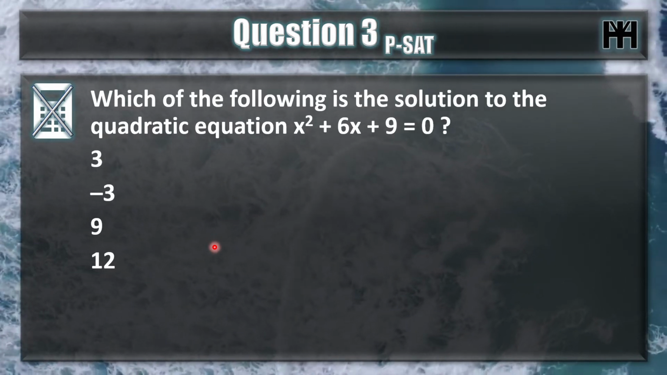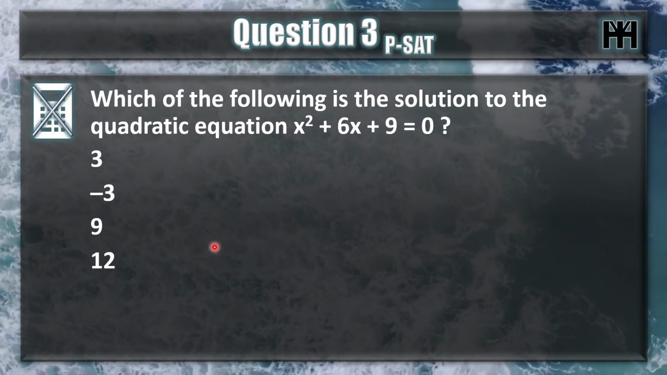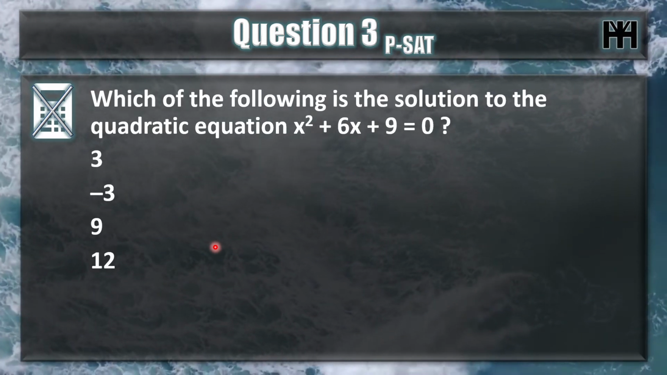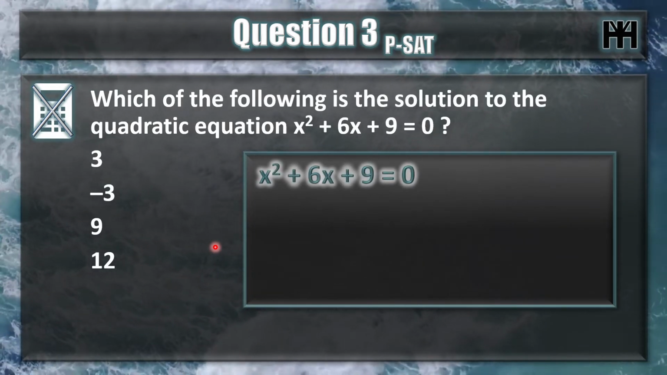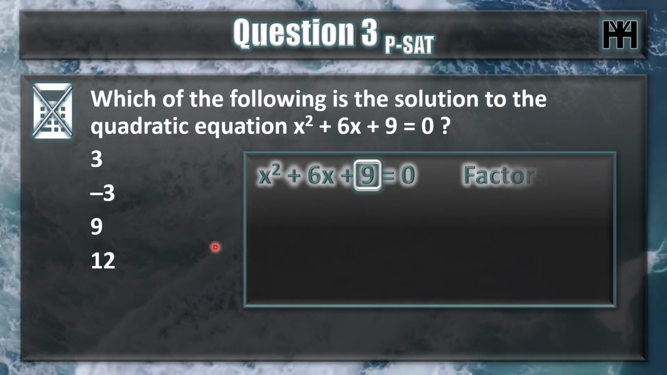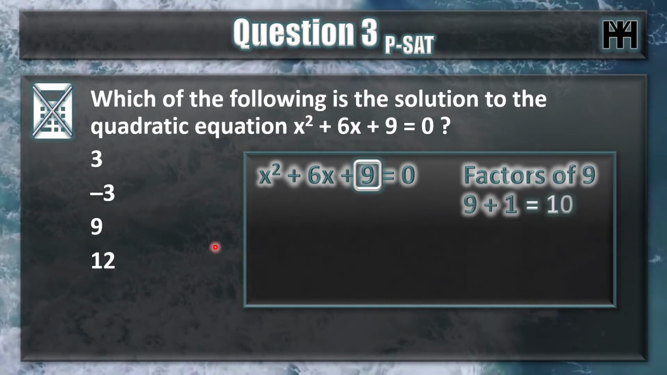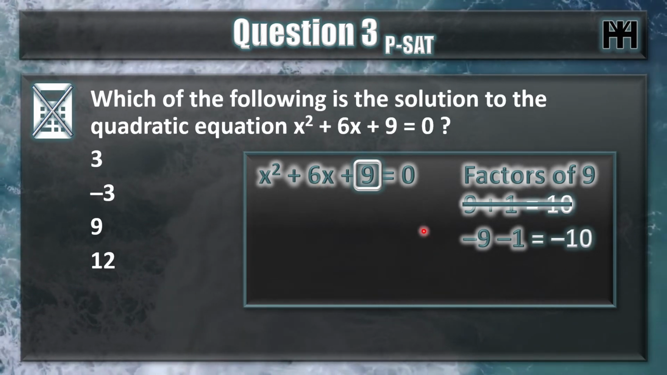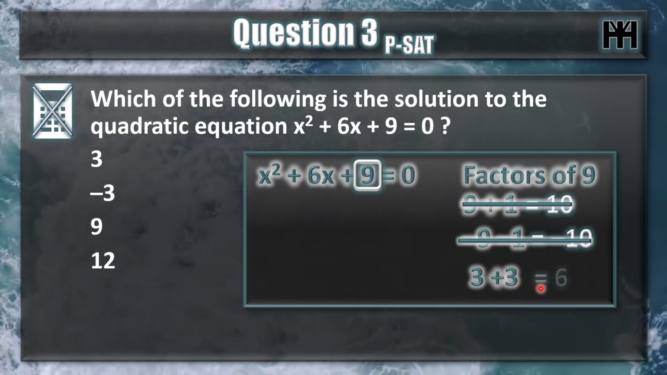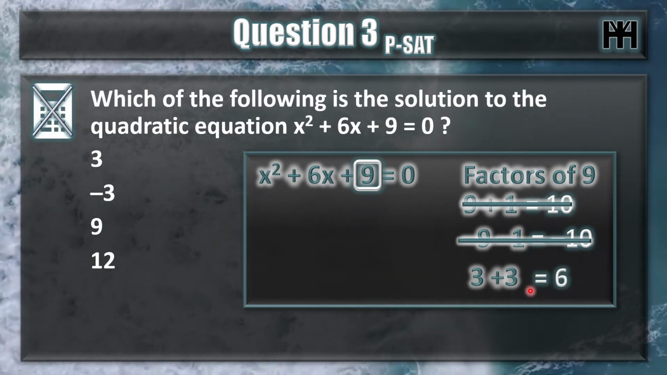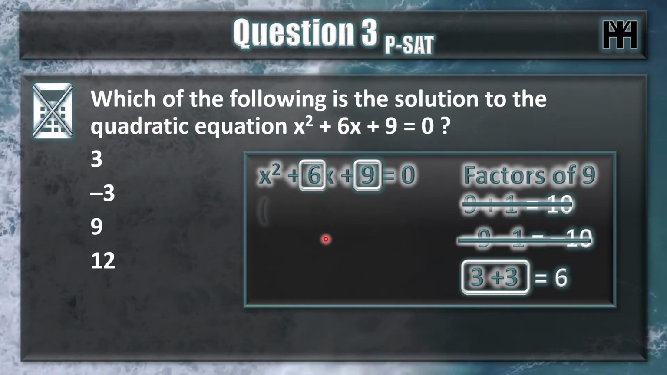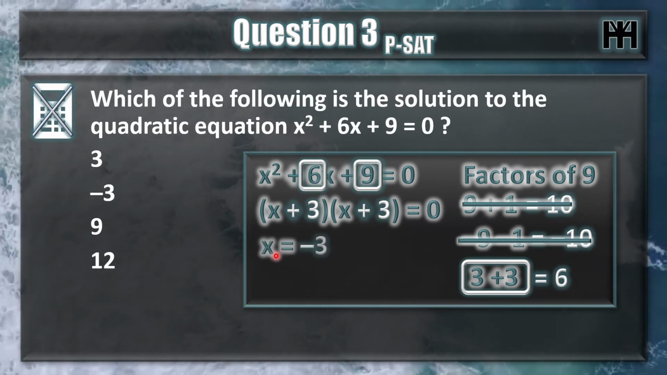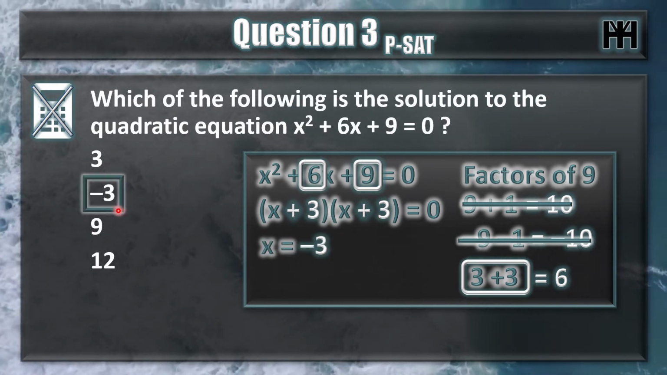Okay, which of the following is the solution to the quadratic equation x squared plus 6x plus 9 equals 0? Okay, let's take it here. You have x squared plus 6x plus 9 equals 0. Let's see the factors of 9. It's 9 and positive 1, it's 10. No. Negative 9 and negative 1, negative 10. No, not 6. Okay, 3 and 3, they're 6. They add up to give us 6. So this here is our factors. So we have x plus 3 and x plus 3, or x plus 3 squared. So x is equal to negative 3. So this is the correct answer here.